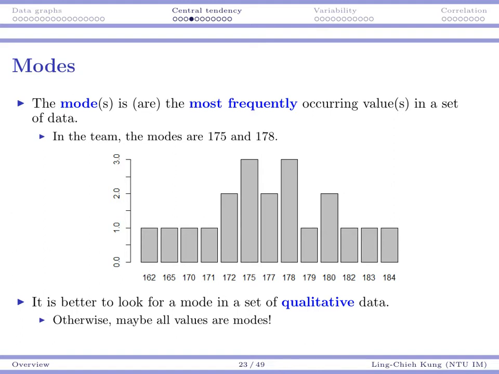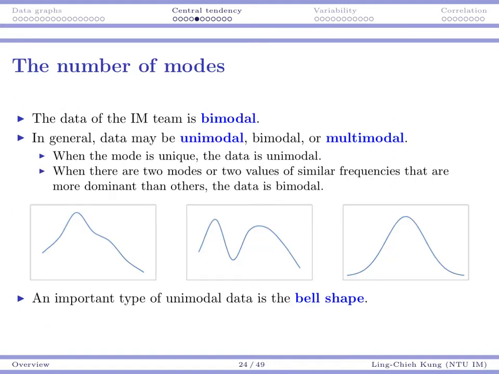Now, the number of modes actually means a lot when we do statistics. The data of that team, actually that's the team that I am participating in because I'm in the department, is what we say is bimodal. That means there are 2 modes. In general, we may have unimodal data if there is only 1 mode, or multimodal if there are more than 2.